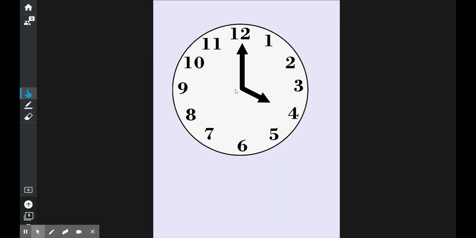Have a look at our hour hand. It's pointing exactly at a number. And to give us an extra clue, the minute hand is on the 12 at the top, which tells us it is an o'clock time. It must be 4 o'clock.